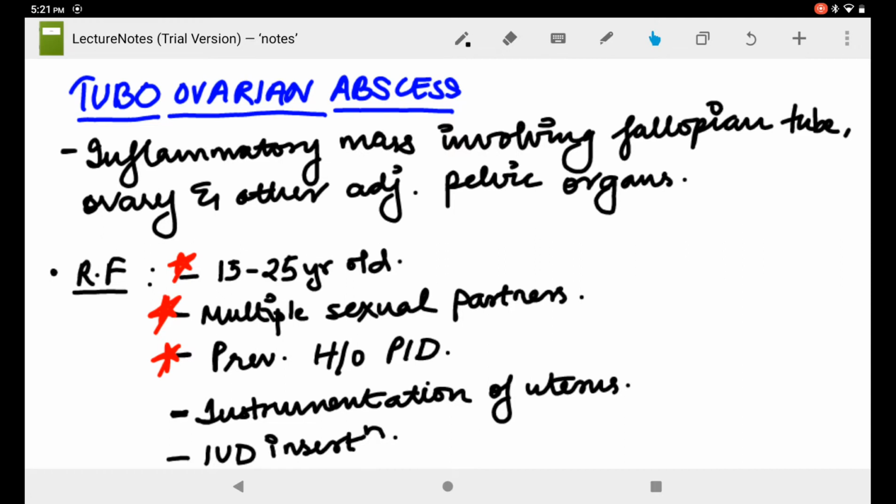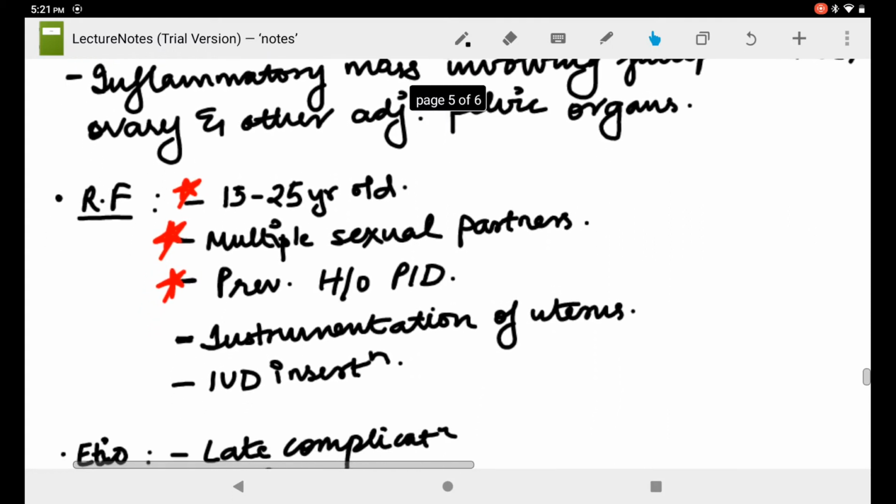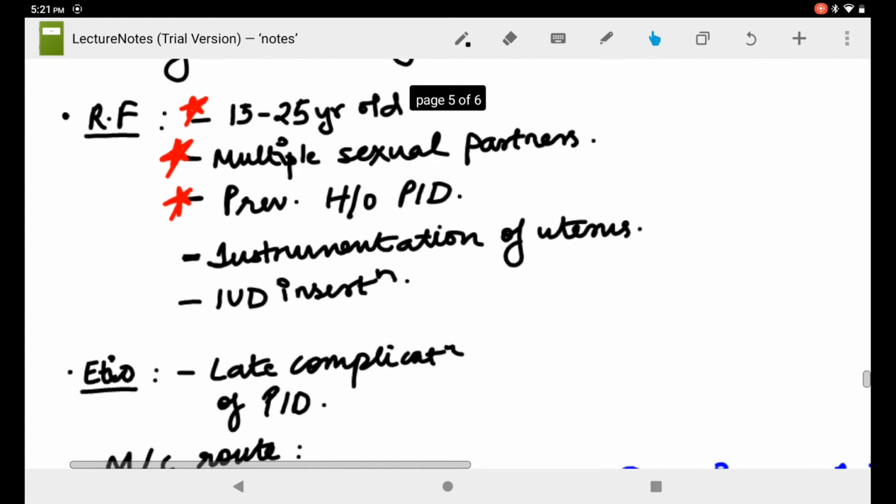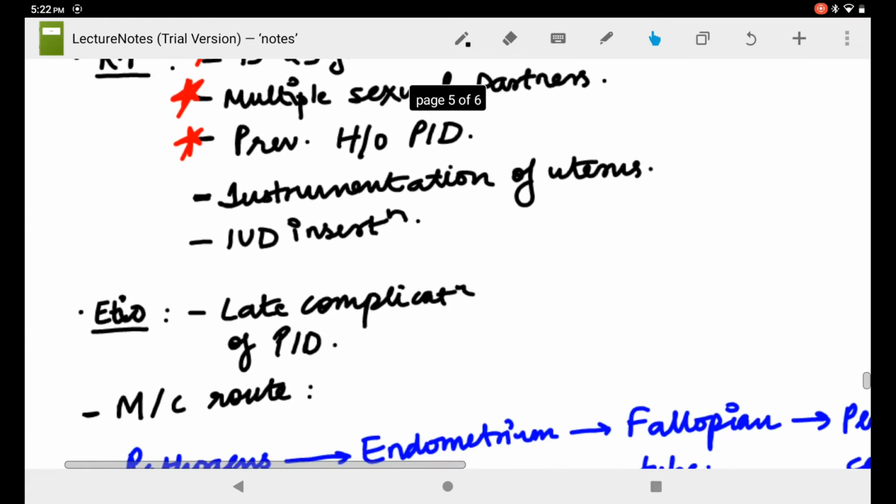Now the risk factors over here, the main three risk factors are that the patient is from the age group of 15 to 25 years old, if the patient has multiple sexual partners, and if there is previous history of PID. Other than that, the other risk factors you have are instrumentation of the uterus and IUD insertion.